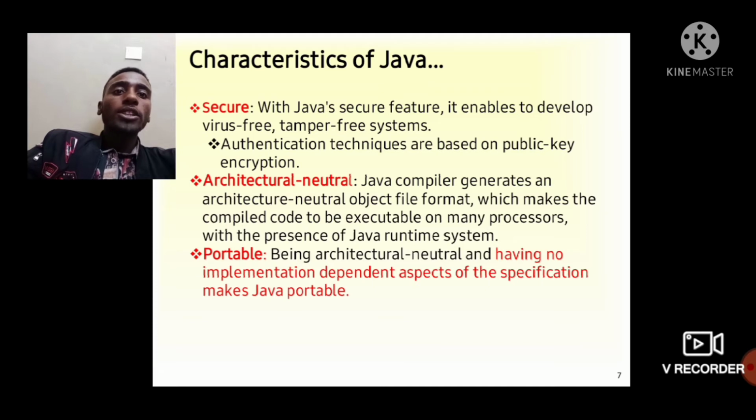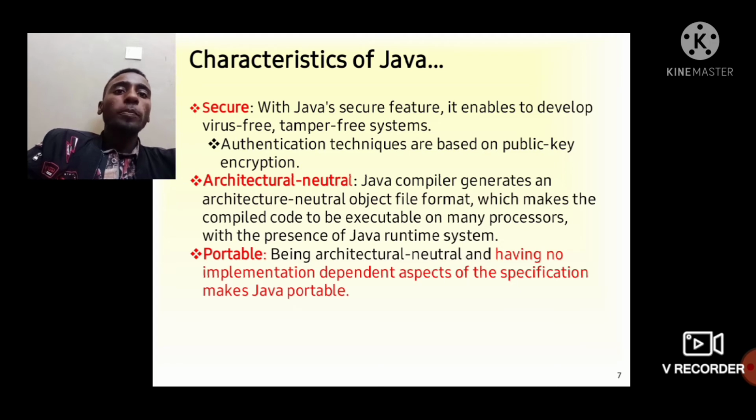The other thing is architectural neutral. It is not architecture dependent. The Java compiler generates an architecture neutral object file format, which makes the compiled code executable on many processors with the presence of the Java runtime system. Compiled code of a Java program is not dependent on the architecture.